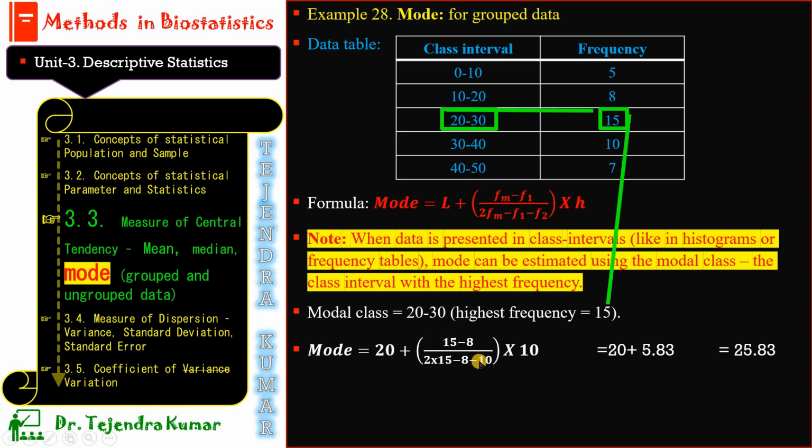So here we are writing the 10 multiply with, now here H is the class width. The model class is showing 0 to 10, 10 to 20, 20 to 30, 30 to 40, 40 to 50. In each class you can see the difference is of 10, and that's why we are writing 10 here. So multiply with 10, so it is equal to 20 plus 5.83, or we can say it is equal to 25.83. Now, the mode is about 25.83.